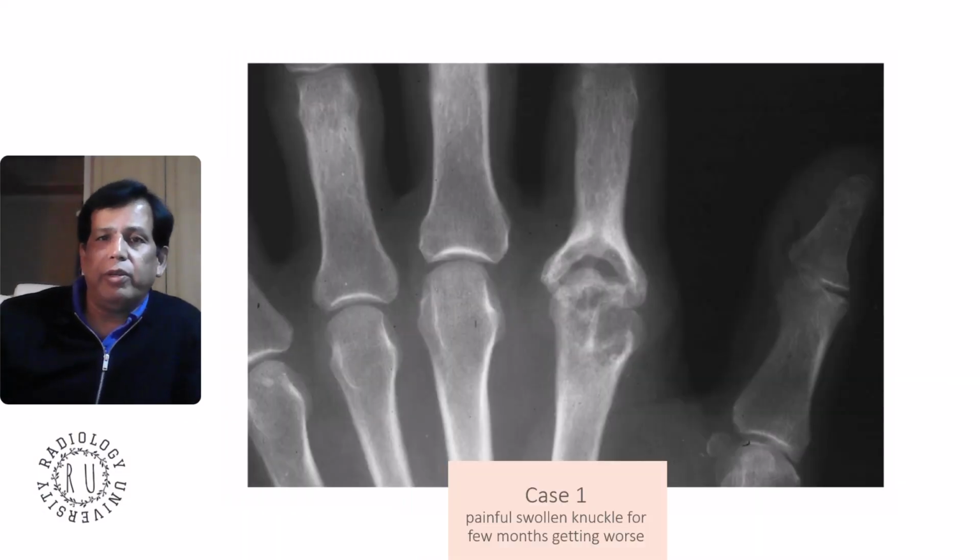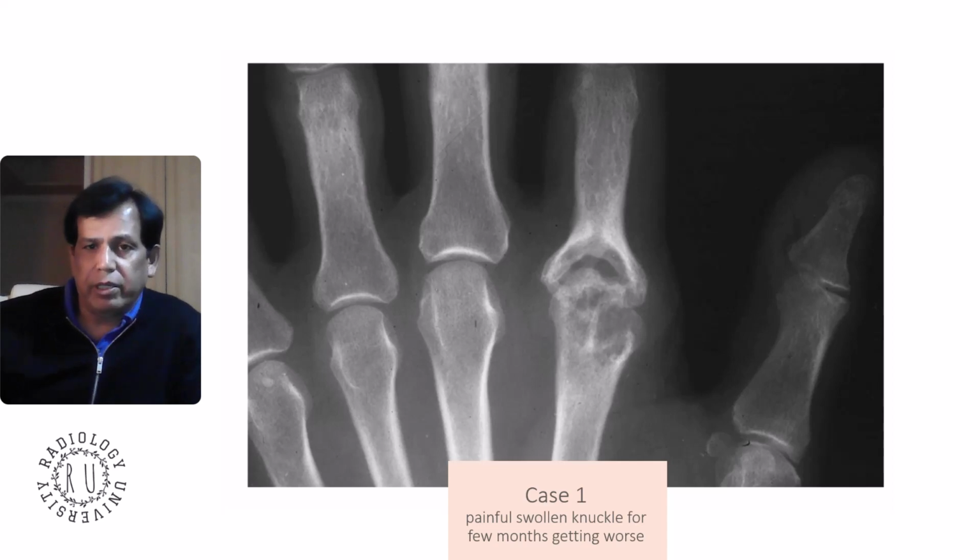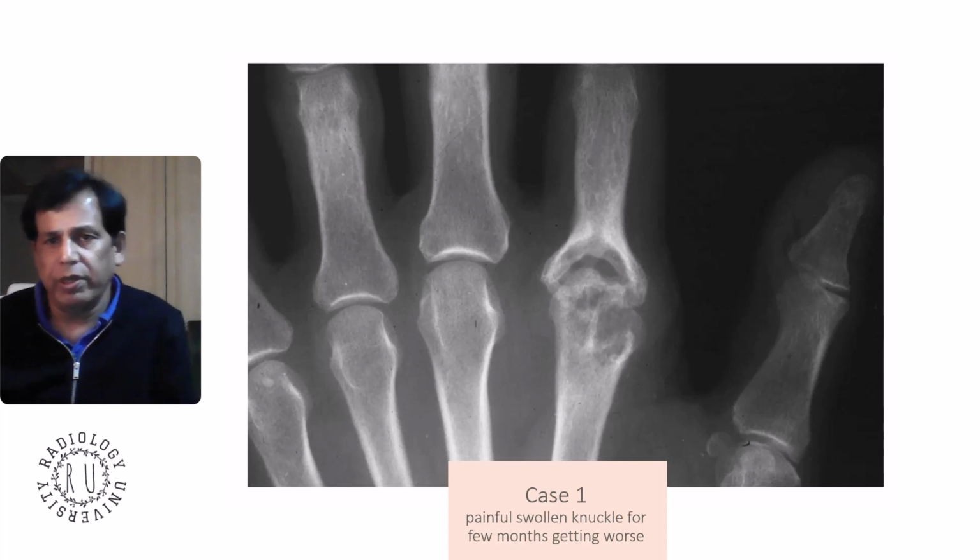So as we said, we'll go through this. This is just basic understanding. Now we'll go to the case-based discussion. So this is case number one. Have a look. This is a painful swollen knuckle, getting worse. It has been there for a few months, but now getting worse. So now let's see what we see.